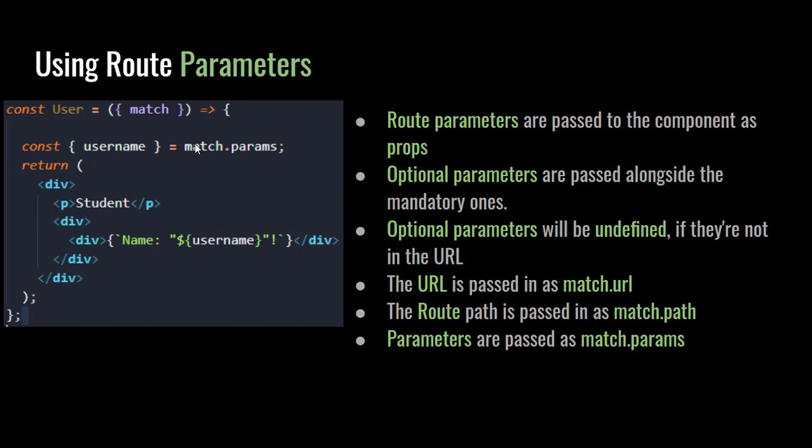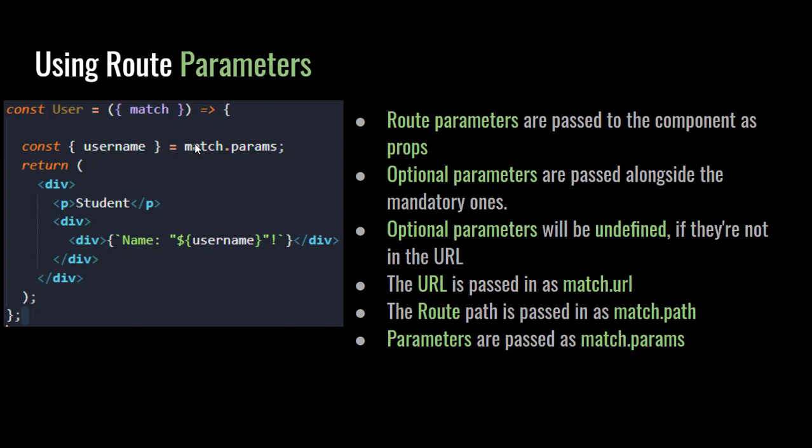You had to inject into the constructor, do some dependency injection. In this way, I guess it doesn't exactly work the same, but it does do some kind of injection, and it puts this match in there, and on that match there's a dot params, and you can use destructuring to pull out some of those parameters. So optional parameters are passed alongside the mandatory ones, so if you have a question mark there, it'll be undefined if it's not in the URL. The URL is passed in something called match.url. So we have access to the URL, the parameters, and the route path in terms of match.path.